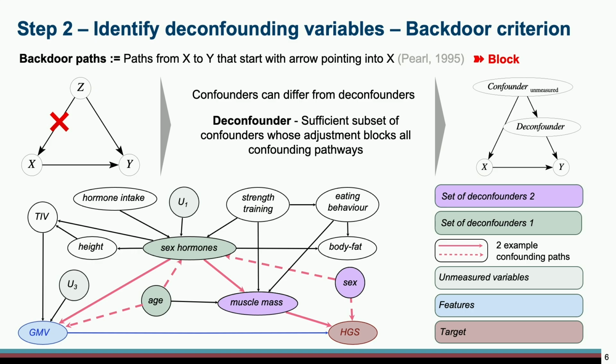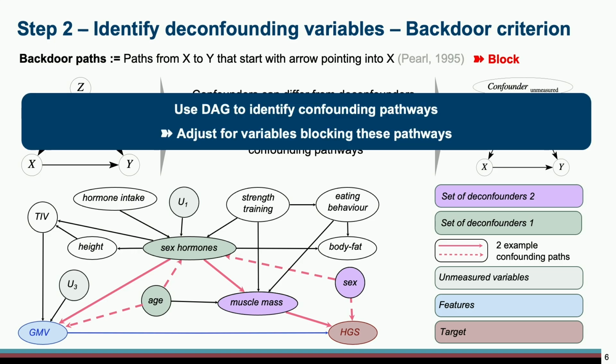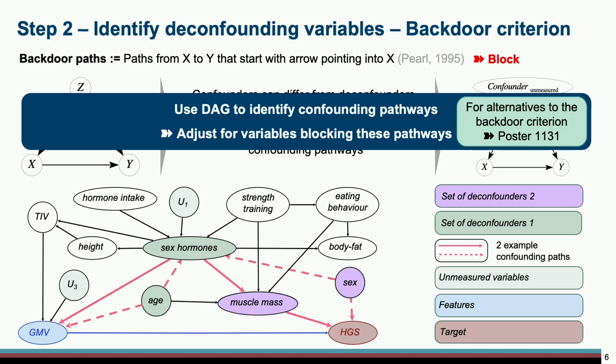In the third step, after we causally identified a proper set of deconfounders, in our case now sex and muscle mass, we can basically adjust for these variables, blocking these pathways. There are more options to do that beyond the backdoor criterion, and if you're interested in that, you can have a look at my poster and we can discuss further options there.